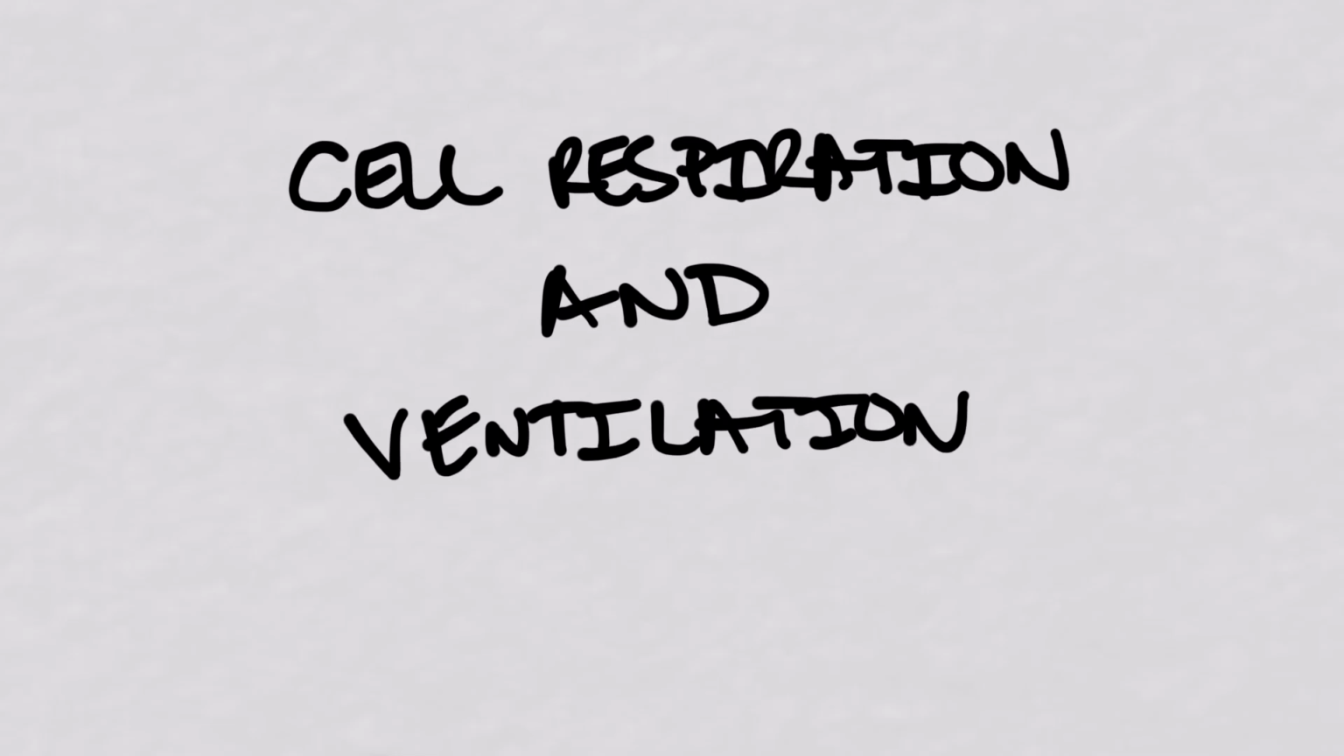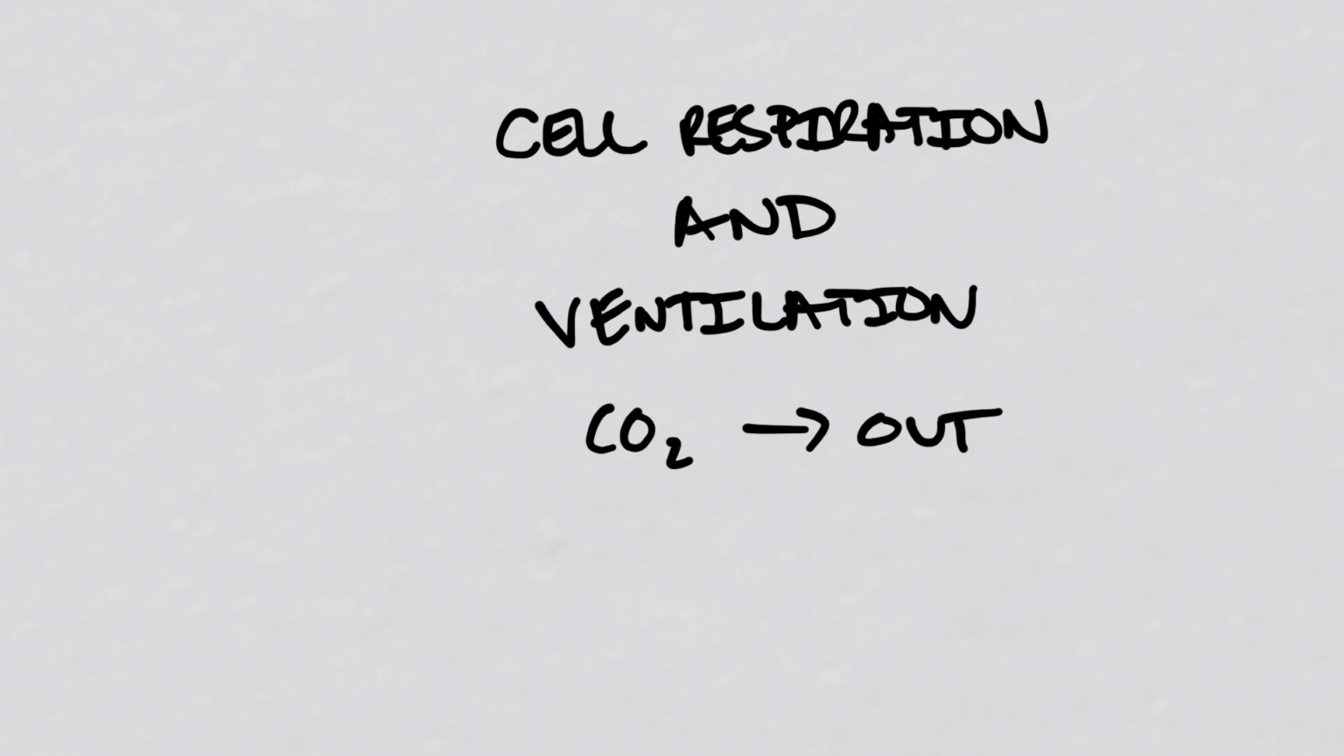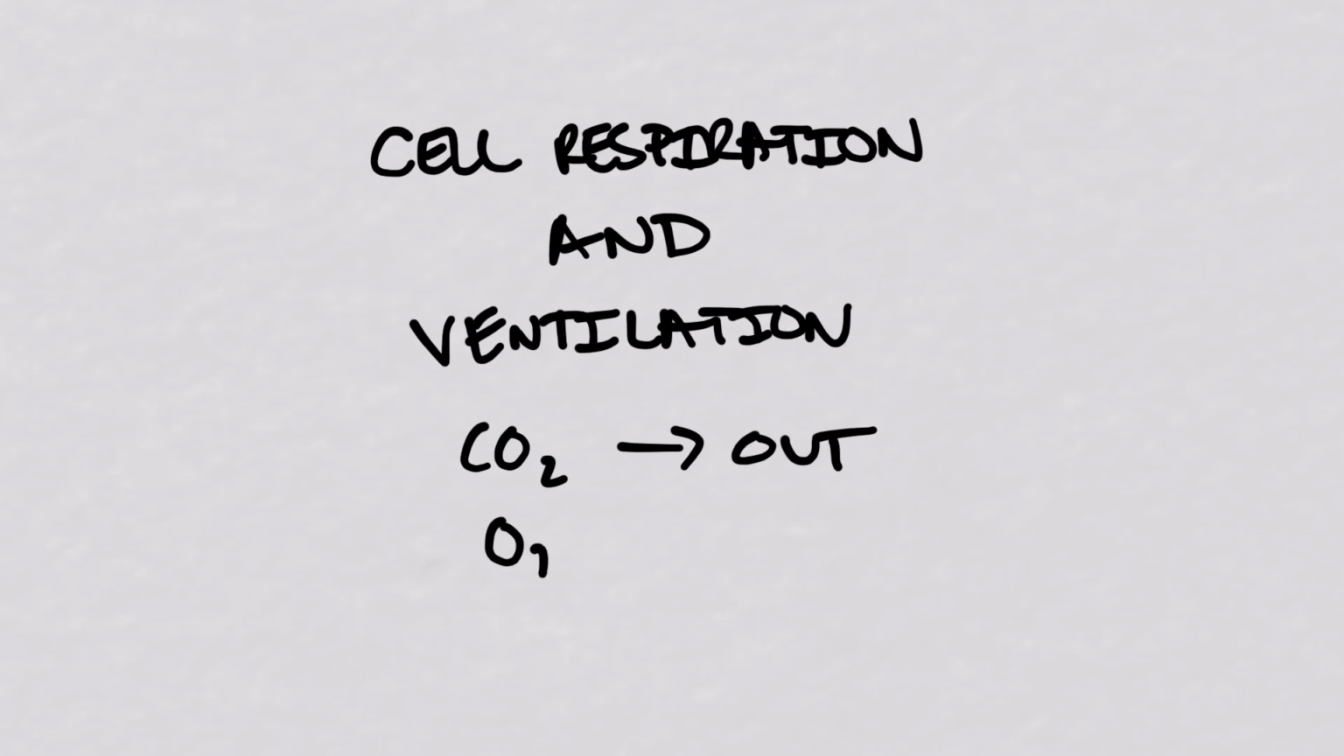So CO2 is being produced, so CO2 needs to get out, and O2 needs to get in. And I think you all know that what carries CO2 and O2 is blood. Hemoglobin in the blood is binding O2, and also partially binding CO2, and a lot of our CO2 is dissolved in the blood and creates carbonic acid.